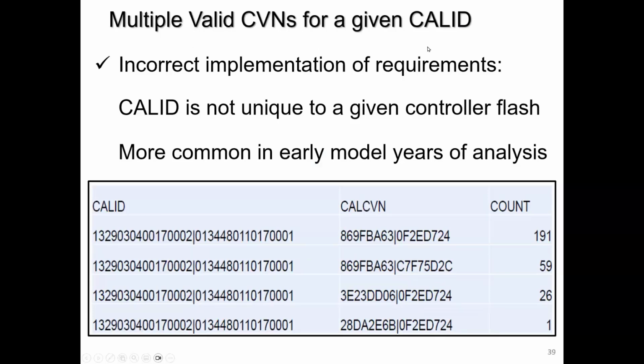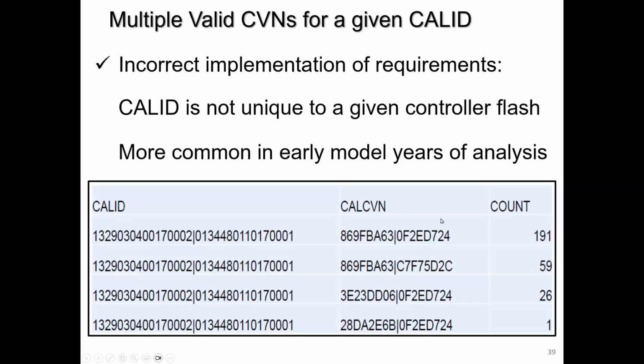Now, here's something I've taught in the past: we used to say that the CVN and the Cal ID were unique, so one part number for 1 million cars would have the same CVN. Well, then they run into some problems, mainly with Fords. This is where some of the issues are. You can see right here, we have the same Cal ID on the left, same vehicle on the left. Everything is good.